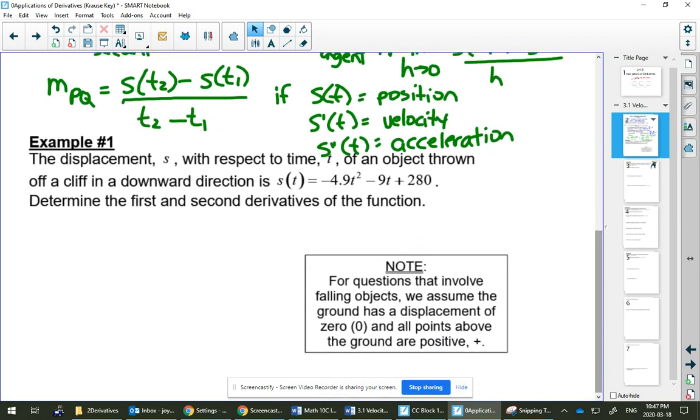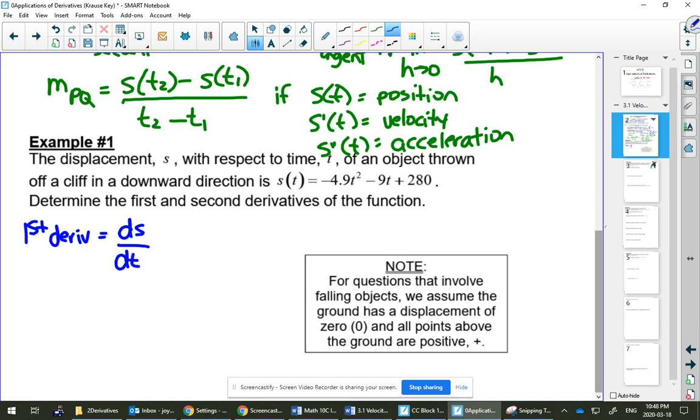All right, the first example here, we're just going to review our derivatives. We've got the displacement with respect to time of an object thrown off of a cliff in a downward direction, which is that formula there. It says determine the first and second derivatives of the function. So our first derivative would be the derivative of position with respect to time. And if you remember, we bring that 2 forward. So we've got negative 9.8t minus 9.